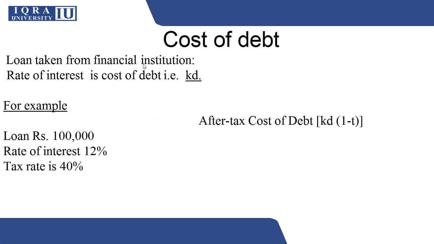Suppose a loan is taken from a financial institution, and its amount is 100,000. The rate of interest is 12%, and the tax rate is 40%. In simple terms, if I'm taking a loan of 100,000 and the rate of interest is 12%, it means that I will pay 12% on this loan of 100,000. But when I pay 12%, from a financial accounting point of view, this would be taken as a deduction from the income statement as interest expense.